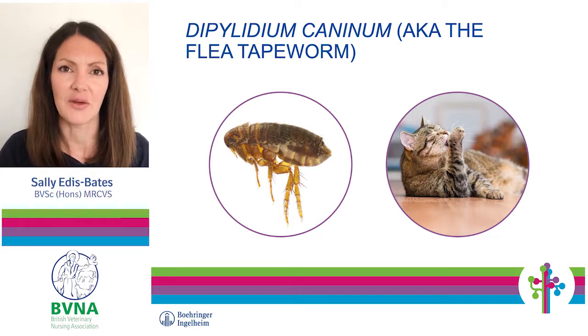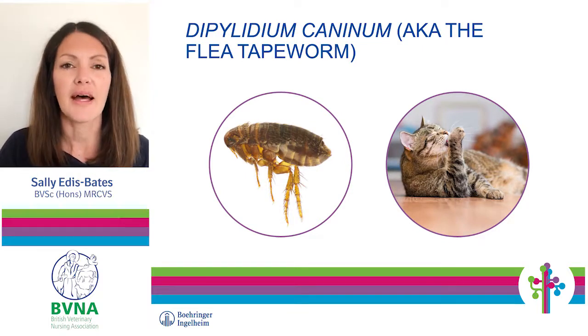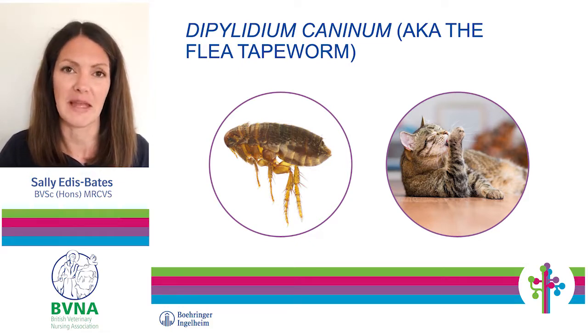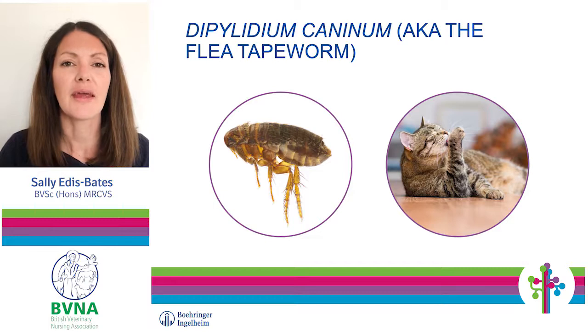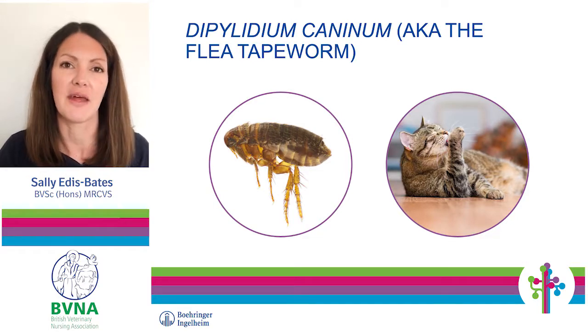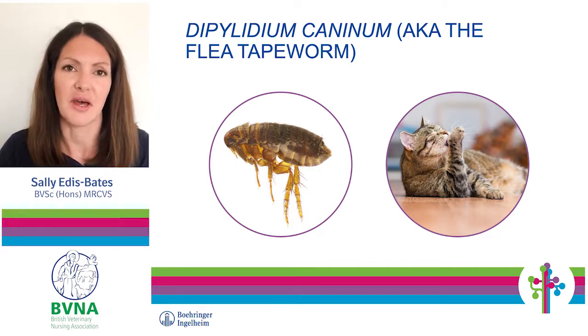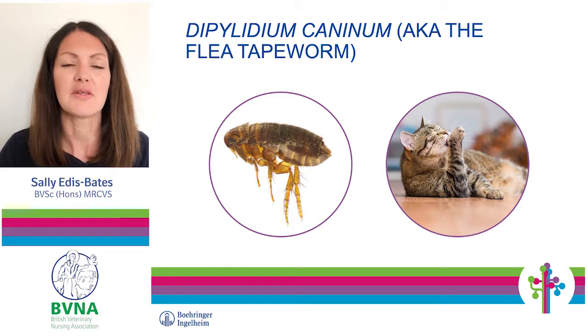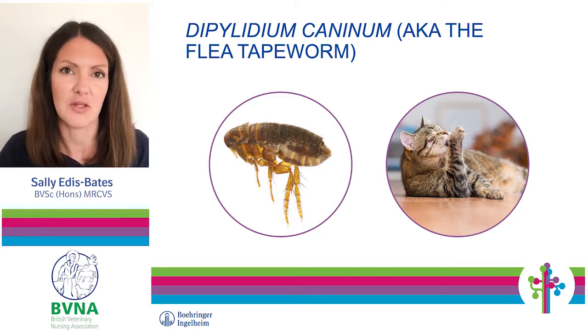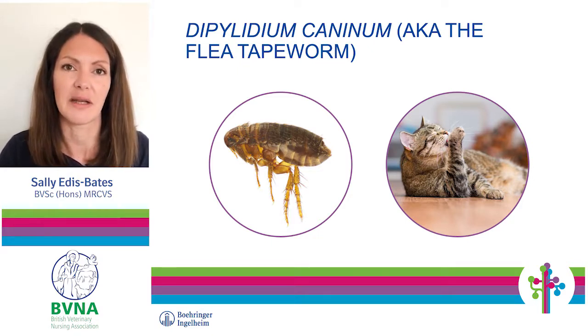So a bit more detail now on each of the tapeworm species. As I've already mentioned, the intermediate host for Dipylidium caninum is the flea, but lice can also act as an intermediate host as well. Cats are much more likely than dogs to ingest fleas because of their natural behaviours, such as hunting and also the fact that they groom a lot more than dogs do. So this means that they're much more likely than dogs to become infected with Dipylidium caninum.